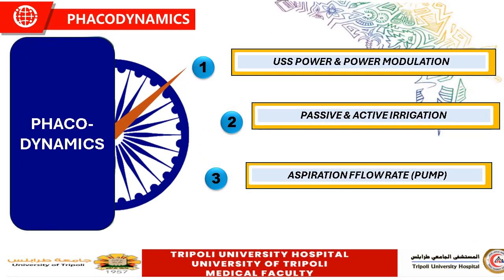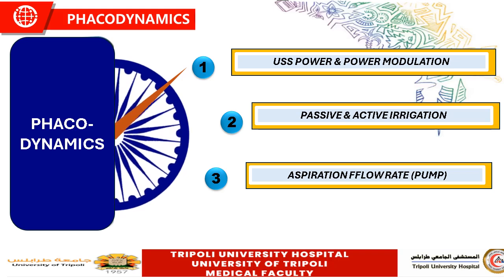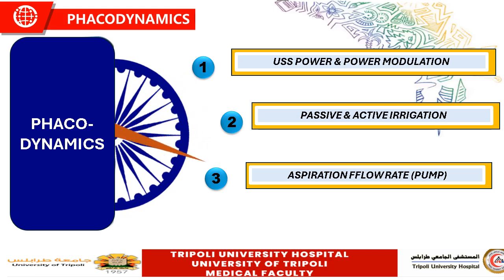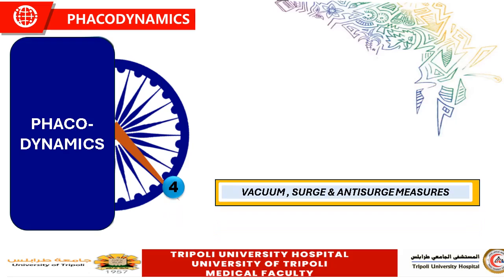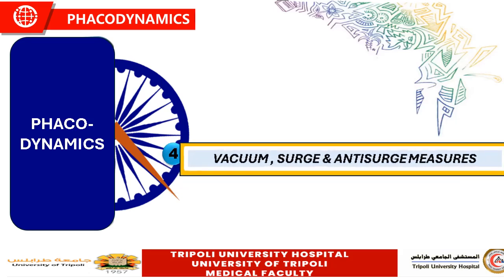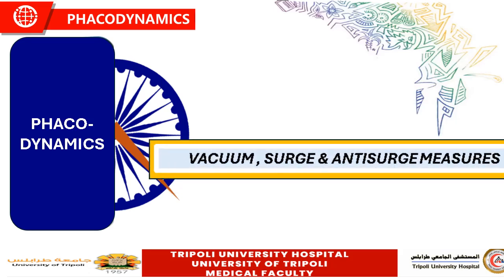To revise what we have covered so far, we have finished the ultrasound power and ultrasound power modulation, and the passive and active irrigation, and the aspiration flow rate, and the different types of the pumps. In the next slides, we will speak about the vacuum and the surge and the anti-surge measures, and all the precautions to avoid the surge.